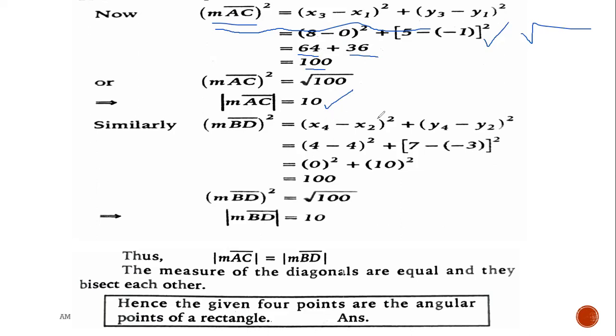Similarly, it's very easy working. You can go through it by yourself. And the length of BD is also 10. What we have found here, the length of AC and the length of BD both are same. So here we have proved that the given points are the angular points of a rectangle. They form a rectangle. We have finished question number 11.